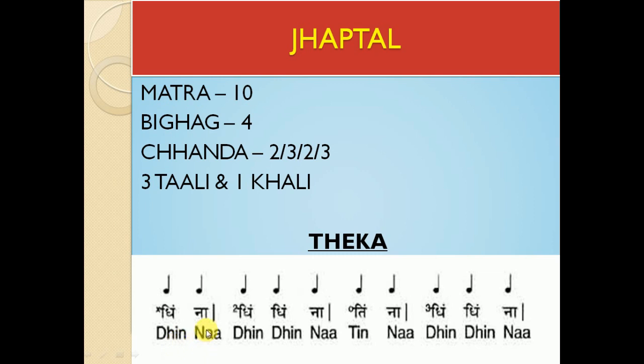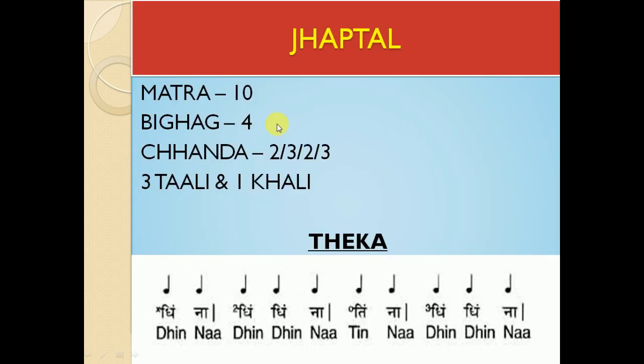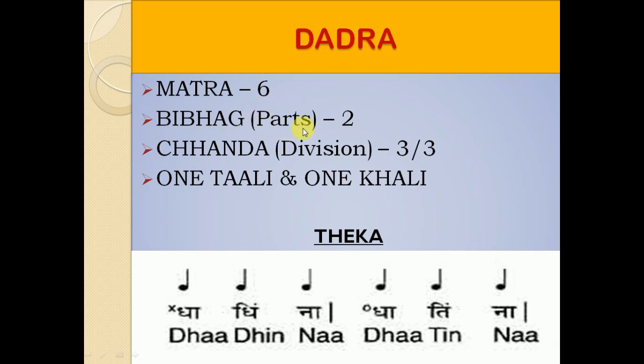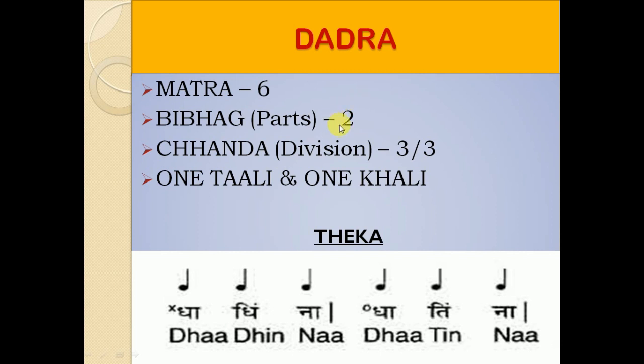1, 2, 3, 4, 5, 6, 7, 8, 9, 10. So there are 10 matras. Under this Theka, you will find 10 matras. 1, 2, 3, 4, 5, 6, 7, 8, 9, and 10. Now Vibhag. Vibhag means, we already know, Vibhag means parts. I have not written the English translation here. You will automatically understand from Dadra. Vibhag means parts. How many parts do we have here? We have 4 parts. But how many parts did we have in Dadra? We had only 2 parts.